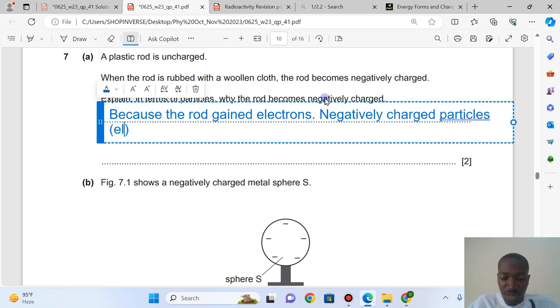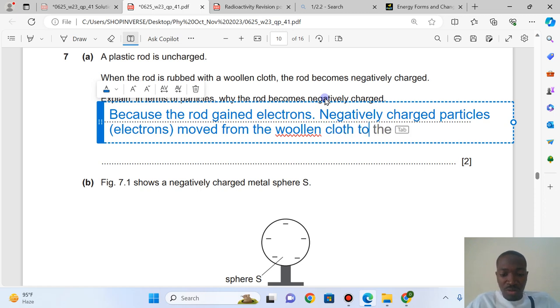What happens to the negatively charged particles? The negatively charged particles moved from where to where? They moved from the woolen cloth. They move from the woolen cloth to the plastic rod. That's it.